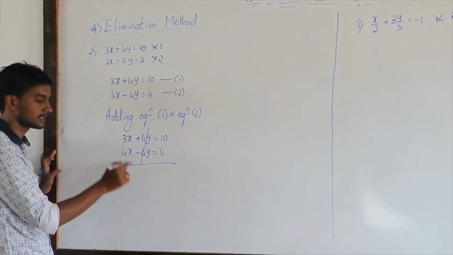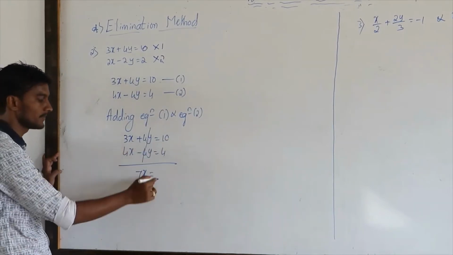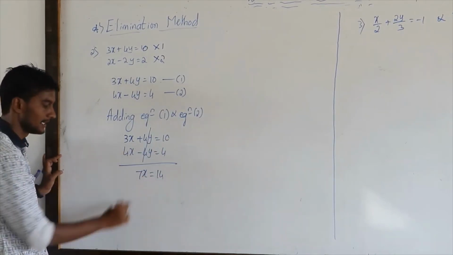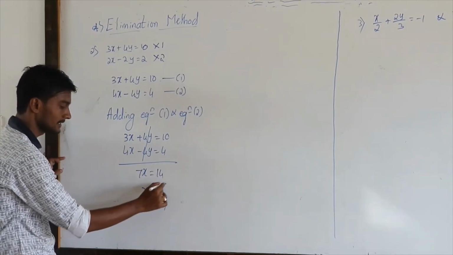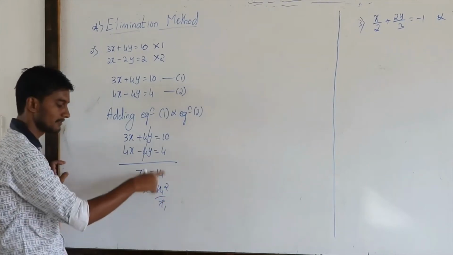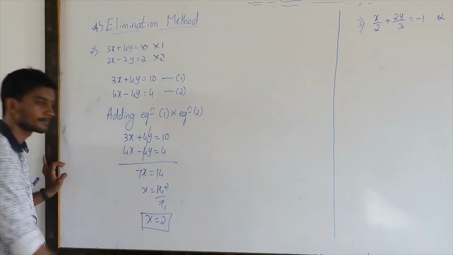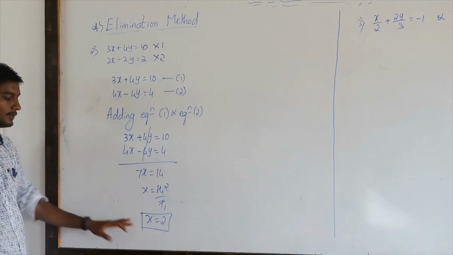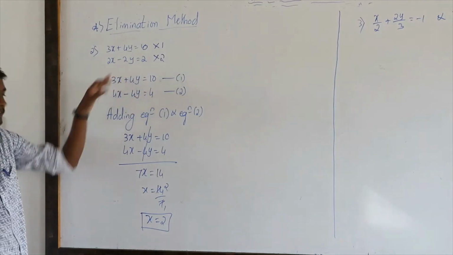3x plus 4x is 7x, is equal to 10 plus 4, which is 14. X is equal to 14 divided by 7. If you take this 7 to that side, divide by 7. 7 ones are 7, 7 twos are 14. X value is 2. Next, what you have to do? Put this x value in equation 1 or in equation 2. You are getting the y value.